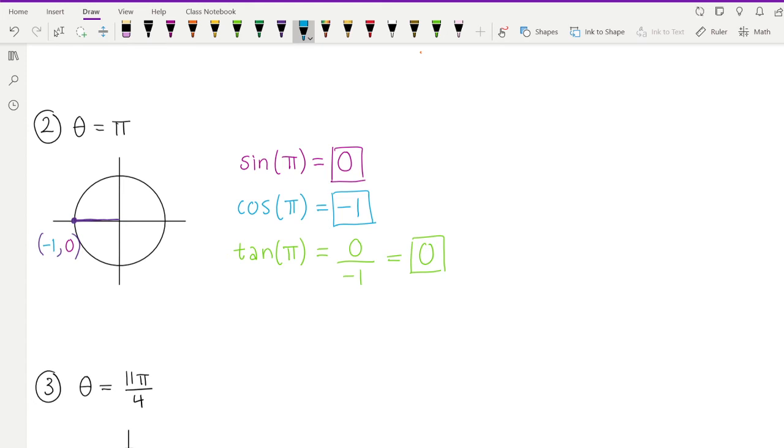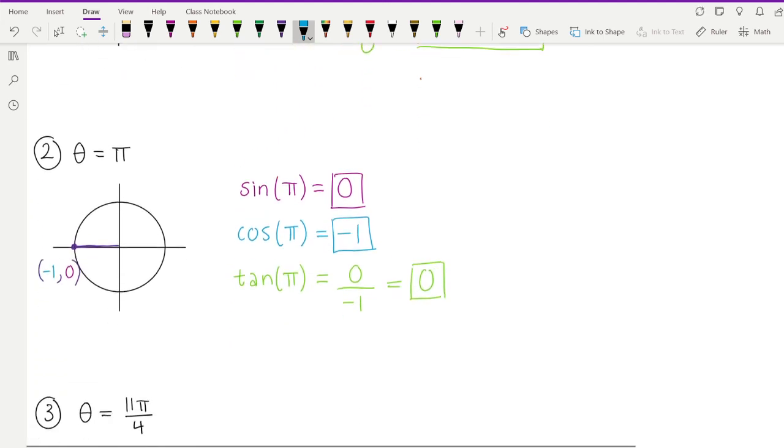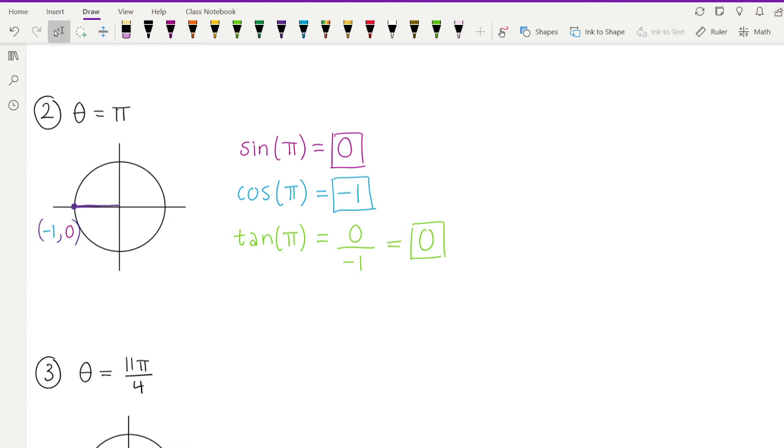So tangent can be undefined, tangent can be 0. It really depends on whether it's sine or cosine that is equal to 0. So if cosine is equal to 0, like we saw here, that's where we get something that's undefined. If sine is equal to 0, then tangent is also equal to 0.